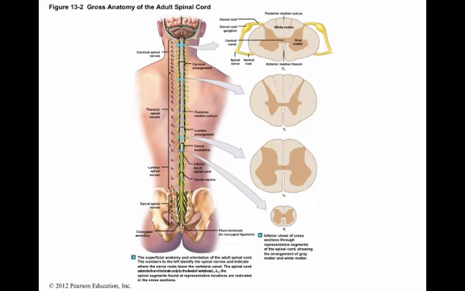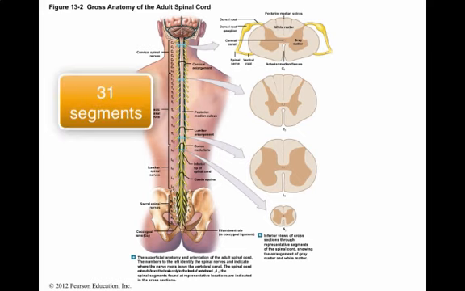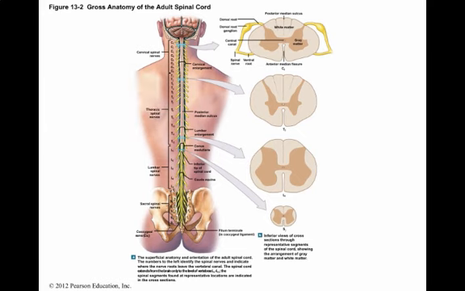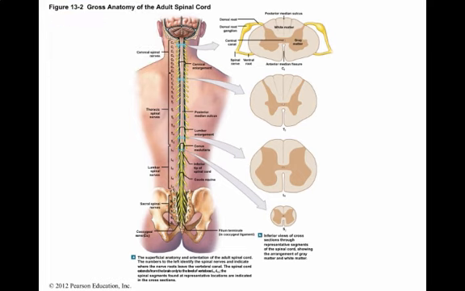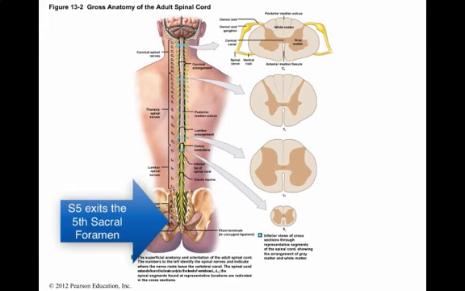The entire spinal cord can be divided into 31 segments on the basis of the origins of the spinal nerves. A letter and number will designate the spinal nerve, beginning at spinal nerve C1 that exits the intervertebral foramen between the occiput and C1 and ending at the spinal nerve S5 that exits the fifth sacral foramen.